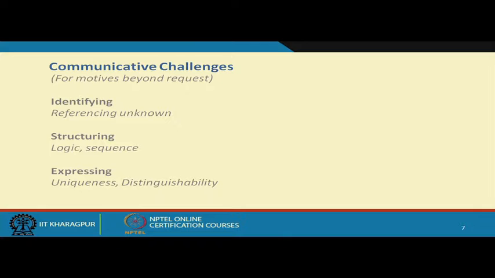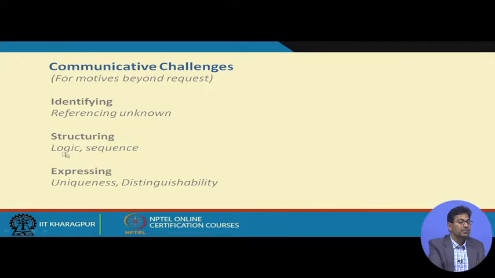And with this we come to some of the communicative challenges as well. There are three broad communicative challenges. One is identifying the references. As you can understand, one of the major challenges between the communicator and the receiver is identifying the references. Then it is the structuring: how do you sequence the different information, the different communication happening all the time.